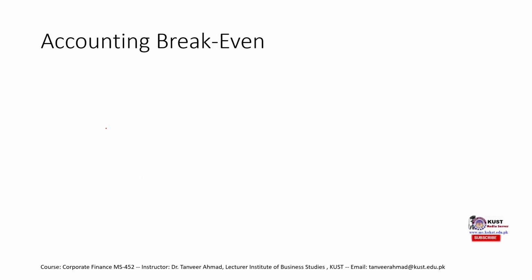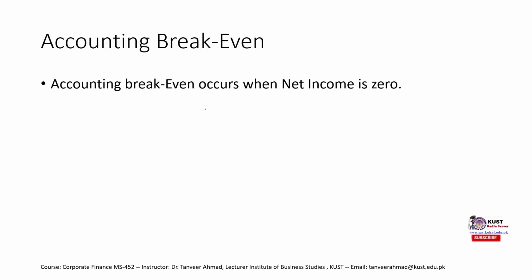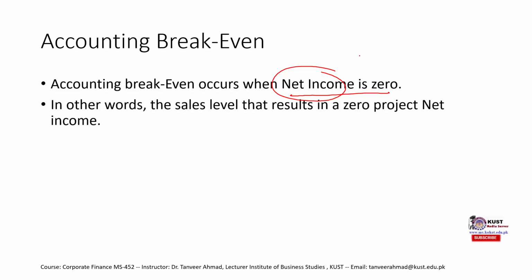So first, starting with the accounting break-even. Accounting break-even occurs when the net income is 0, right? Net income is an accounting term. In other words, it is the sales level that results in 0 project net income. So the quantity, the sales level at which net income becomes 0, would be called accounting break-even.